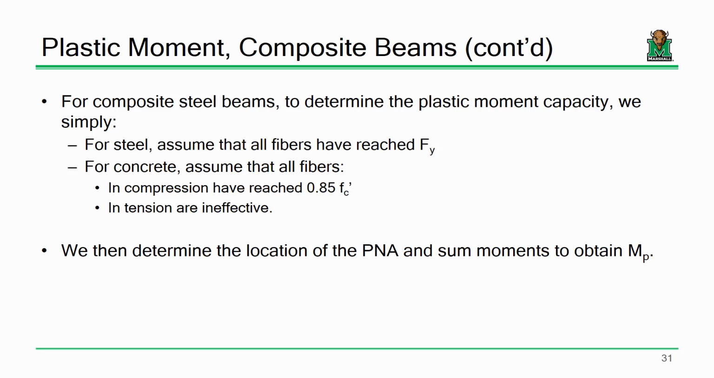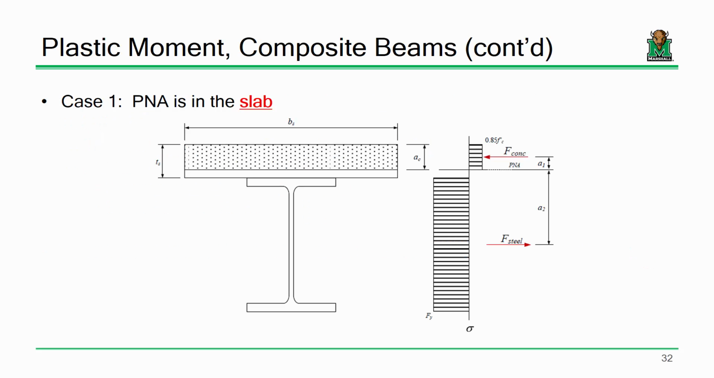Now for the concrete, you all should remember concrete is a material that behaves very well in compression, not so hot in tension, right? So we're going to assume all the concrete in compression has 0.85 f'c. In tension, no stress at all. And that's basically all there is to it, okay?